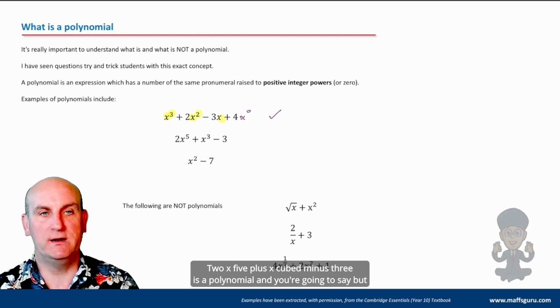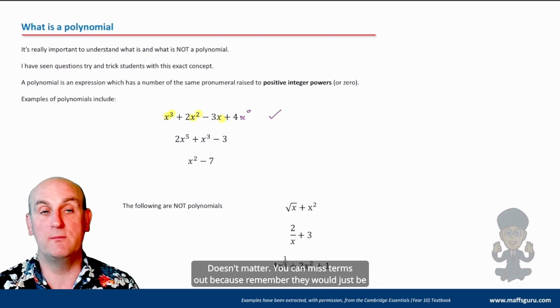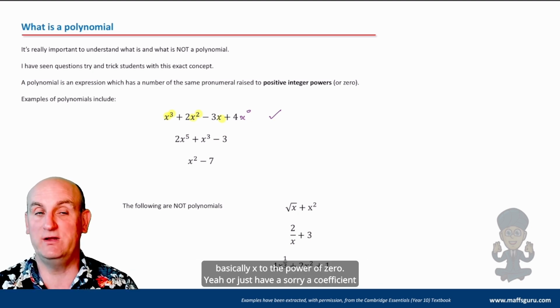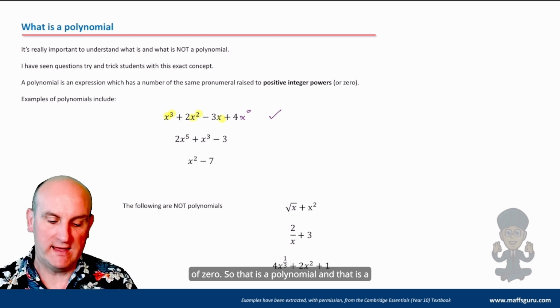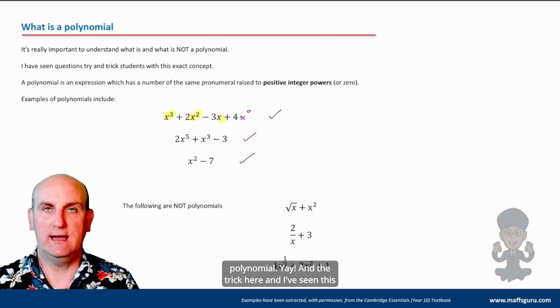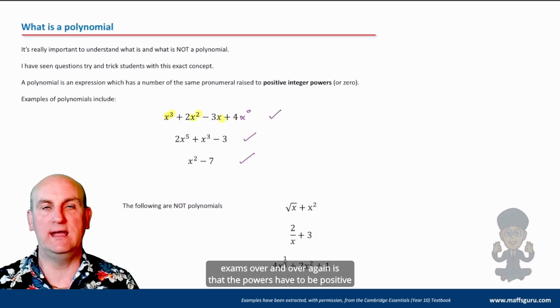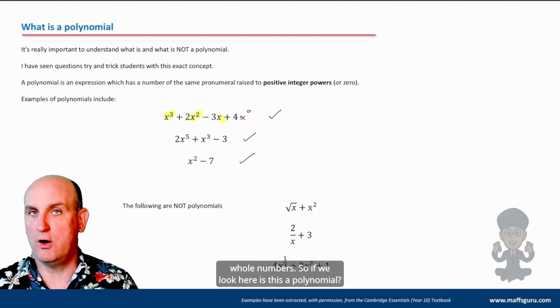2x^5 plus x cubed minus 3 is a polynomial. You might say, hold on, you've missed the x to the 4 and the x squared. It doesn't matter. You can miss terms out because they would just have a coefficient of 0. So that is a polynomial, and that is a polynomial. And the trick here, which I've seen in exams over and over again, is that the powers have to be positive whole numbers.